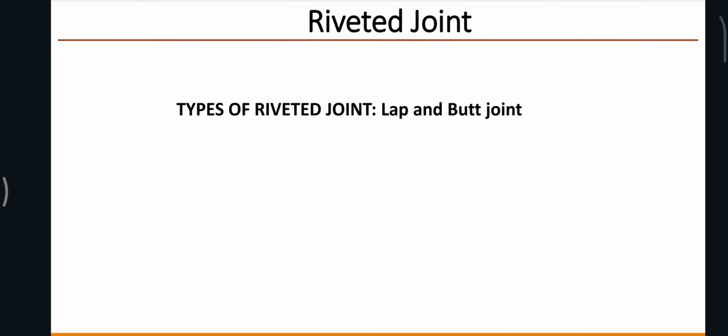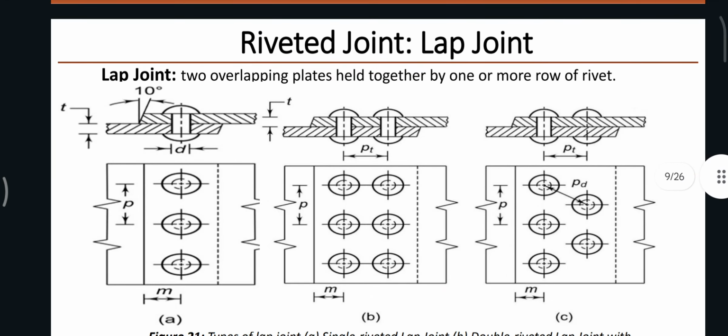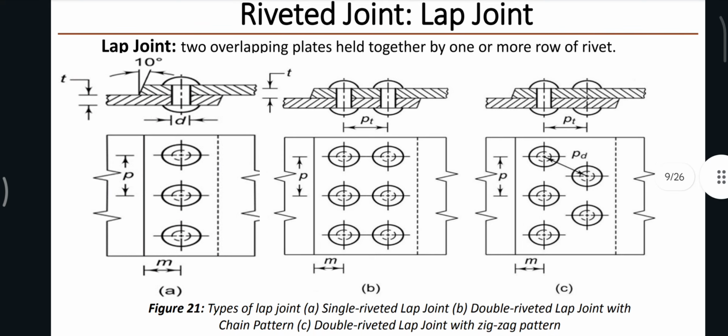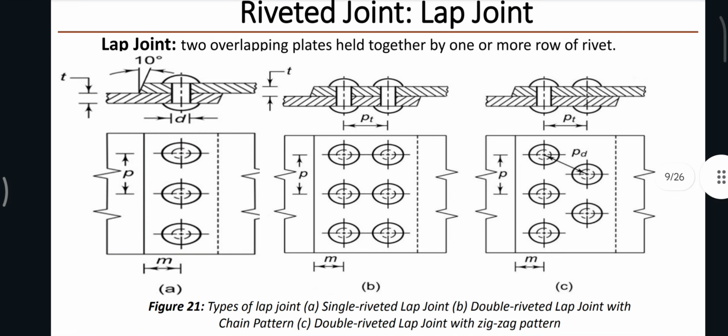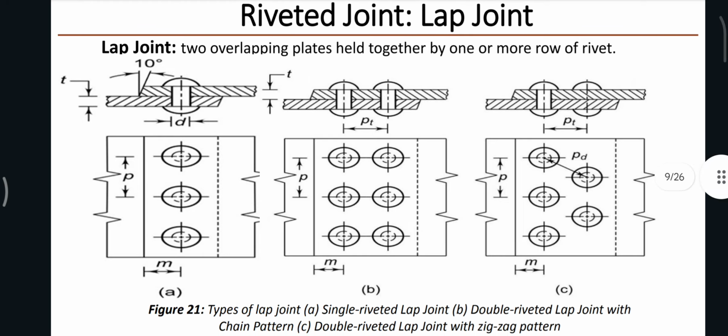Types of riveted joint: there are mainly two types: lap and butt joint. First, lap joint: two overlapping plates held together by one or more rows of rivets. Types of lap joint: single riveted lap joint. Second, double riveted lap joint with chain pattern. Third, double riveted lap joint with zigzag pattern.